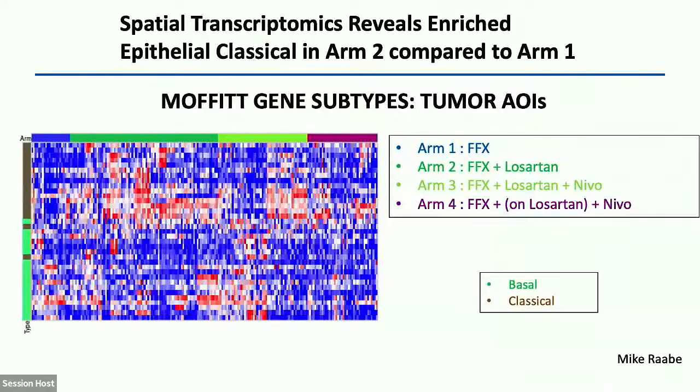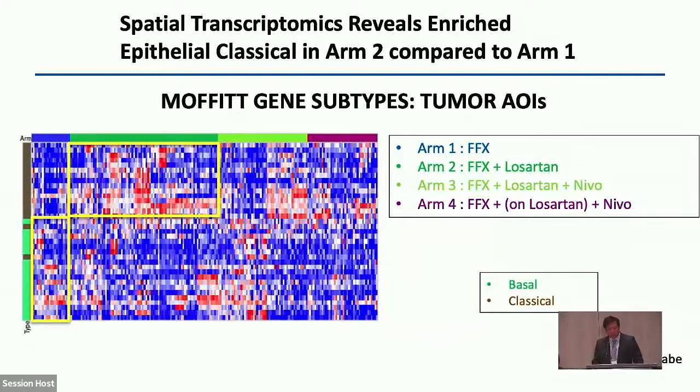And the first question we asked is, if we just do the Moffitt gene signatures, basal, mesenchymal, or classical epithelial, what you can see in arm 1, which is the blue area, is that they were mostly enriched for mesenchymal tumor cells, consistent with that ISH that I just showed you. While the arm 2, the losartan containing arm, was mainly enriched for classical epithelial. Again, sort of supportive of that EMT ISH, but now at sort of higher resolution. So this really indicated that losartan may be altering TGF beta activity and EMT status in the neoadjuvant setting of humans.